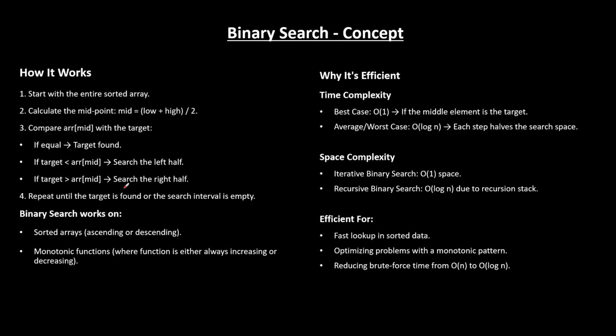Now how binary search works, that's the important thing. Suppose let's take a range, 1 2 3 4 5 6, and start with the entire sorted array. So this is a sorted array, right? Now how does it work? We calculate the midpoint. How to calculate the midpoint? The indices are 0 1 2 3 4 5, right?